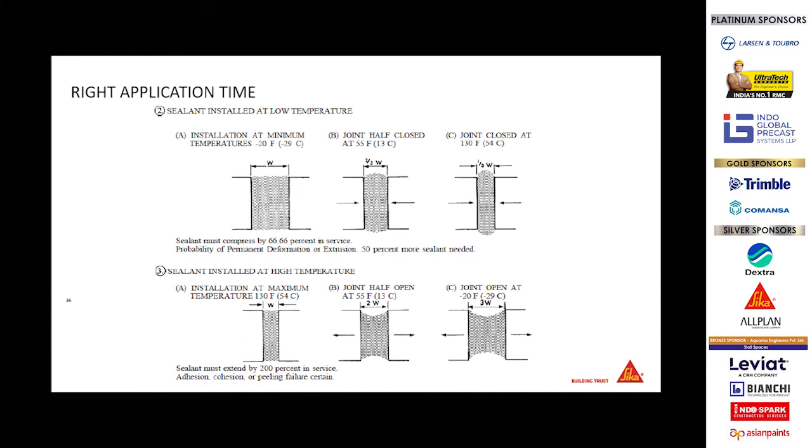And further, when it goes below 0 or minus, the gap is 3W. So the sealant must extend by 200% in service, so this should be avoided. Again, if you're installing at a lower temperature, the amount of sealant would be on the higher side, so it should be installed at or above the mean temperature.